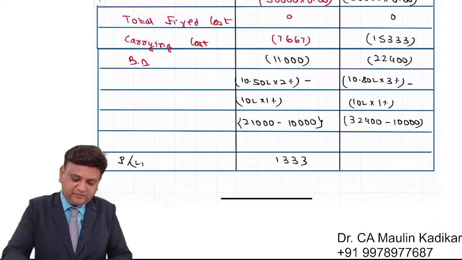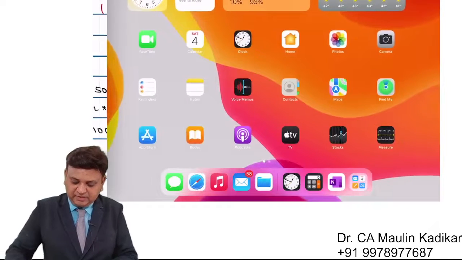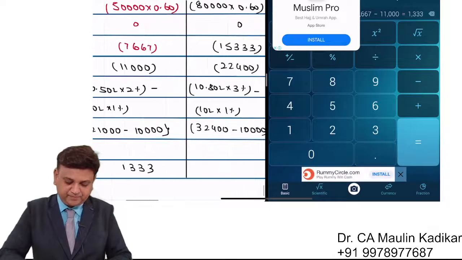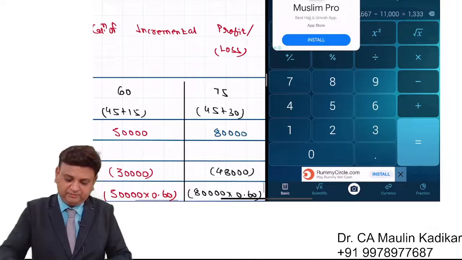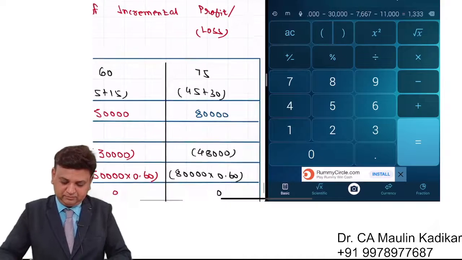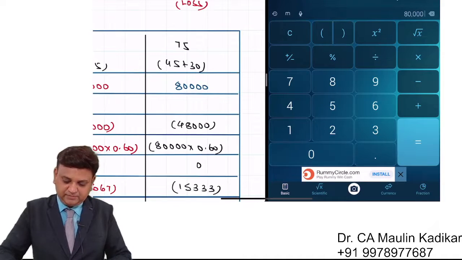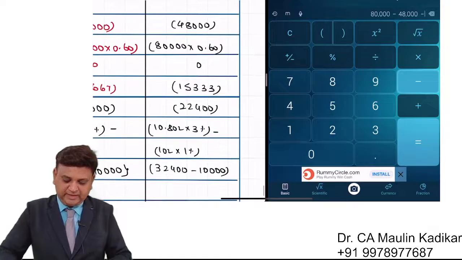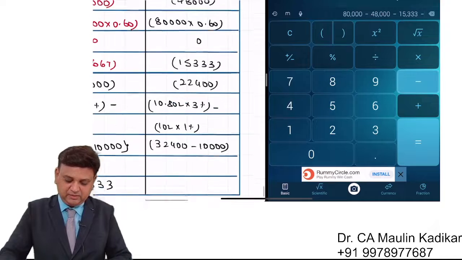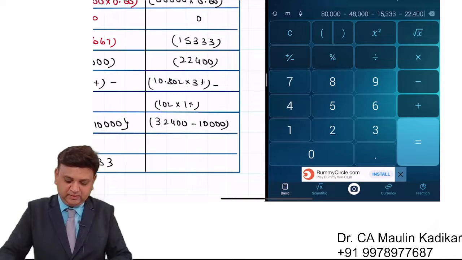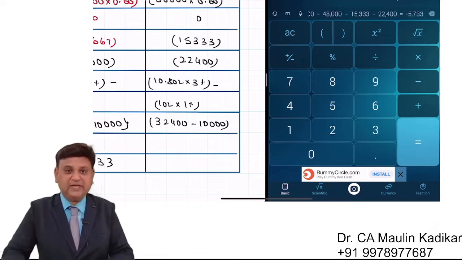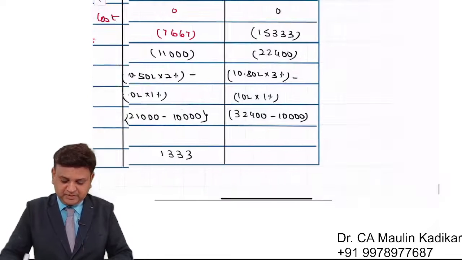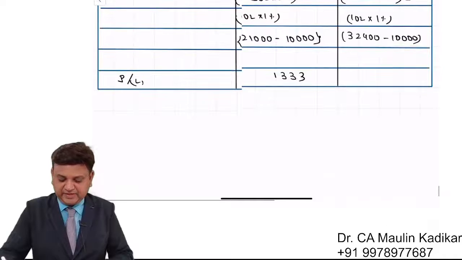So from incremental revenue, all incremental expenses will be deducted. So over here it is 80,000 minus 48,000 minus 15,333 minus 22,400. That is the way the answer is 5,733. This is the way we get the final answer, that is 5,733.